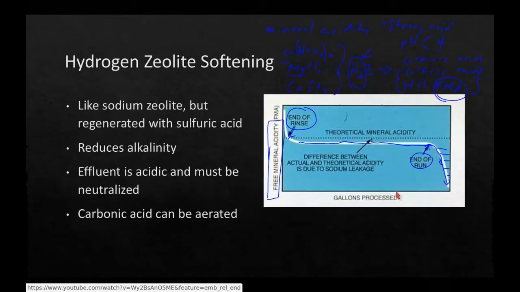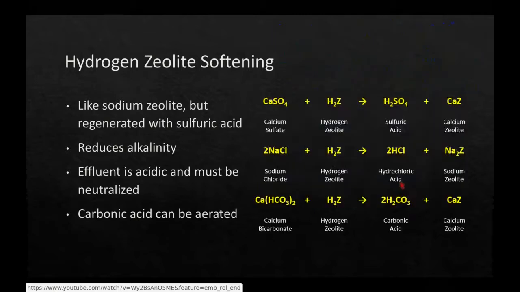So how do we know the end of run? We do tests. We test the water for free mineral acidity, and once the free mineral acidity drops to below where we're supposed to have it, that signals end of run, and we regenerate it, but instead of using sodium chloride, we're going to use sulfuric acid.